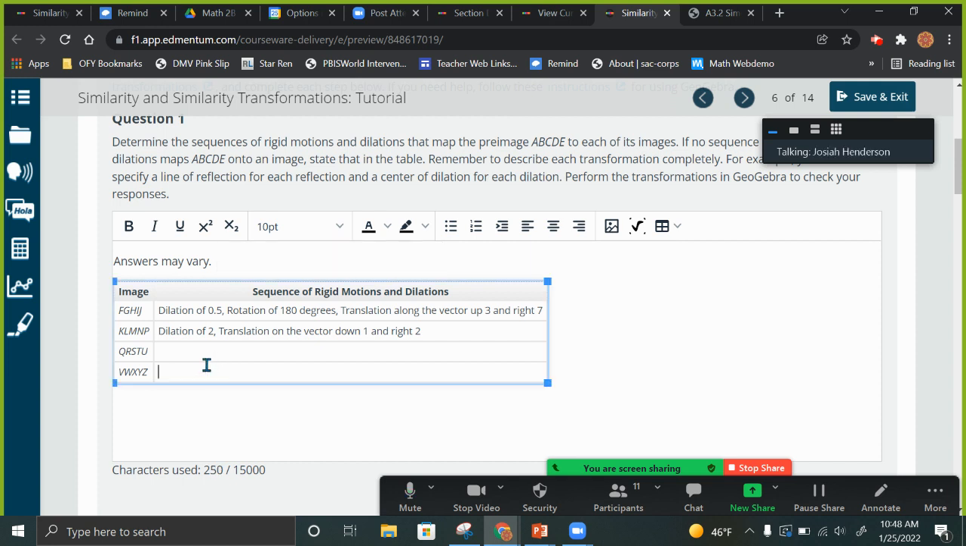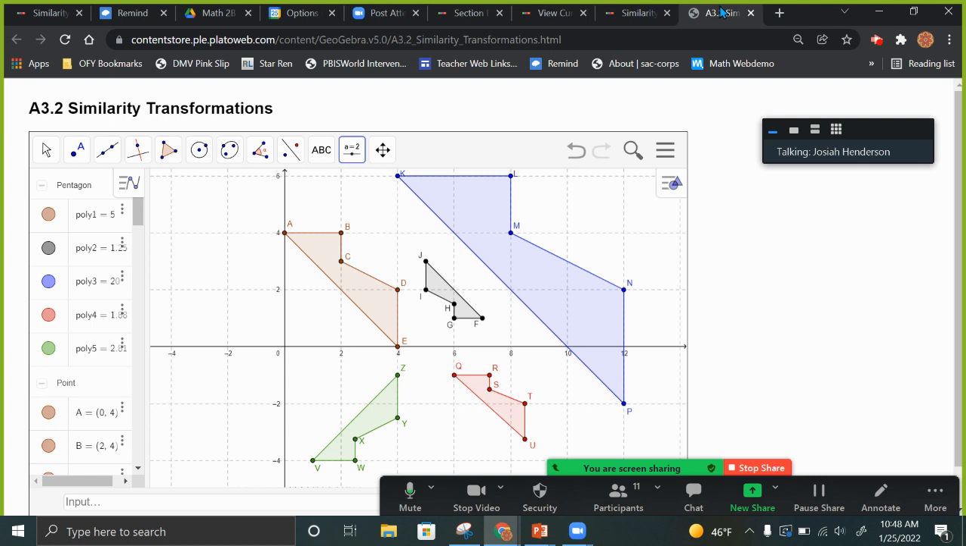So practice those. Practice doing these first two as well. So just try it on your own. You can always look back at the video later if you need help on how I did that and use these different tools.